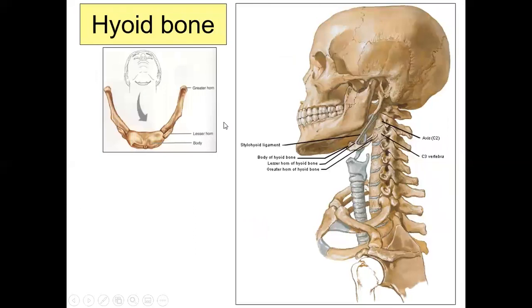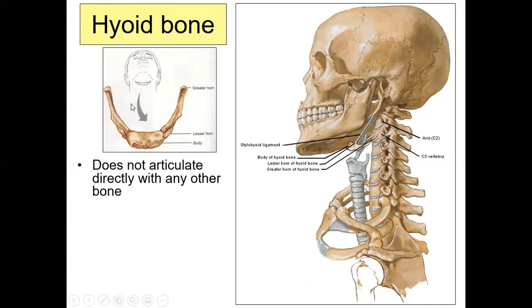Okay, now we're going to proceed with the next bone present in the neck. Here, this is the hyoid bone. So what is special about the hyoid bone? The hyoid bone does not articulate directly with any other bone. Where is the location of the hyoid bone? It is located at the level of the C3 vertebra. If you see here, this is the C3, cervical vertebra number 3.